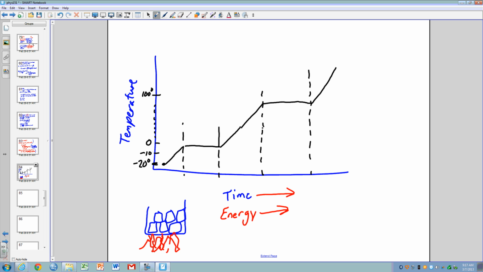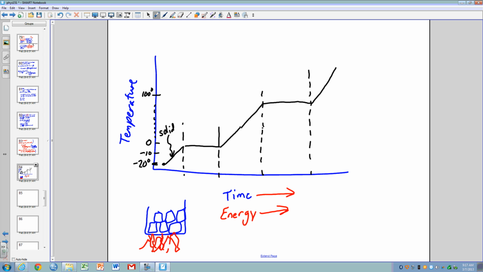And in each of these stages, you have different phases of matter, either liquid, gas, or solid. Now, in this very first stage, I only have a solid. That ice is all a solid, and I'm just heating it up to the melting point of ice, or the freezing point of water, 0 degrees Celsius.